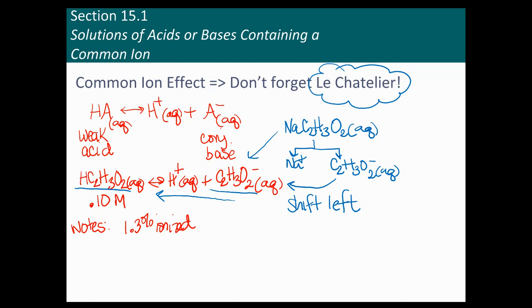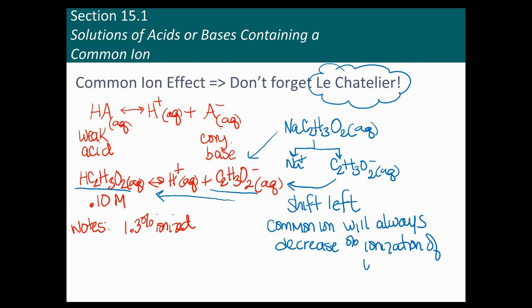I want you to think about for a second what that's going to do to the percent ionization. So what it will do is it will decrease. So a common ion will always decrease the percent ionization of the acid. Does that make sense? Because it's going to shift it to the left.